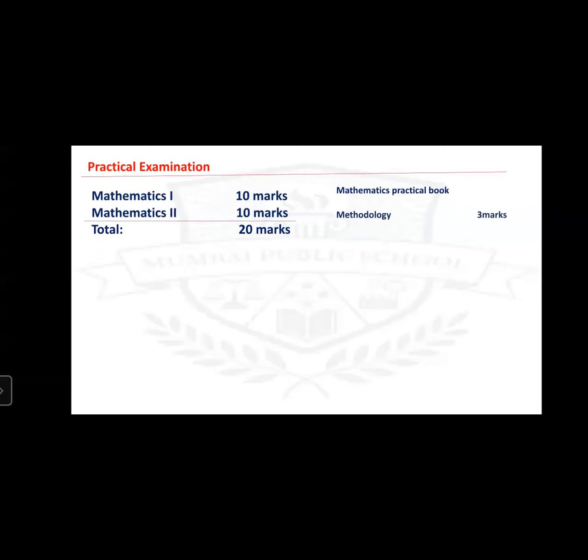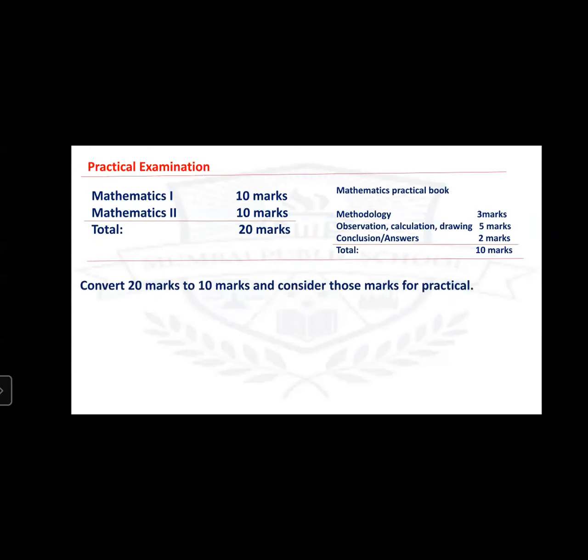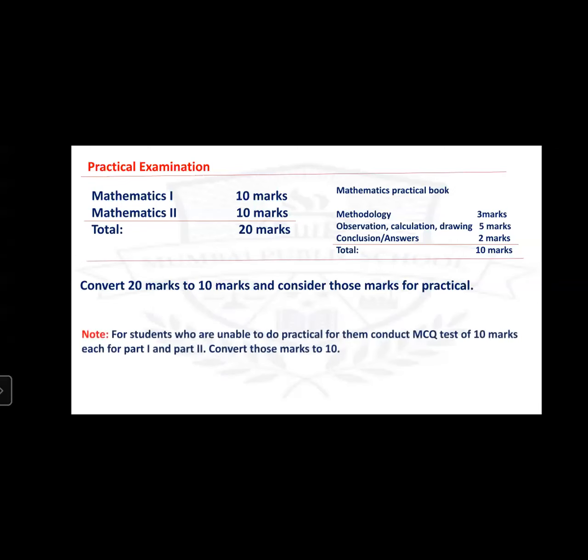The distribution of marks for practical is like this. Your journal book methodology is of 3 marks, observation, calculation, drawing is of 5 marks, and conclusion answer is 2 marks. That is equal to 10 marks. This 10 marks is from maths 1 and 10 marks is from maths 2. So 10 plus 10 is 20, but this 20 marks will get converted into 10 marks. So this 10 plus assignment 10 plus written 80 is equal to 100 marks. In this way, the total marks of the mathematics paper is 100 marks.